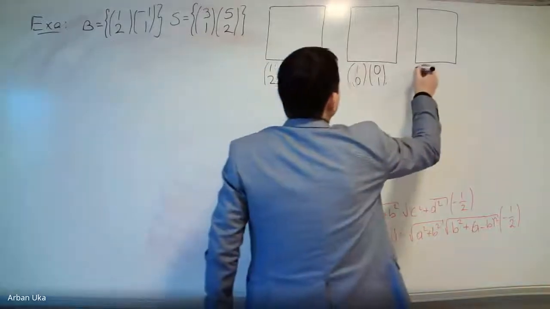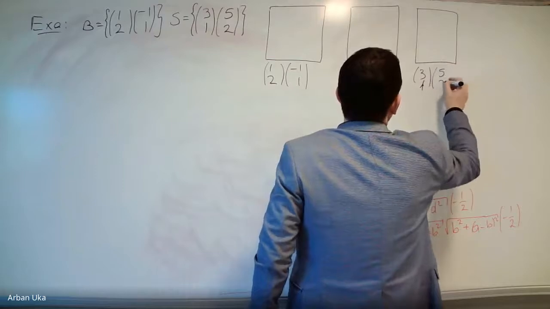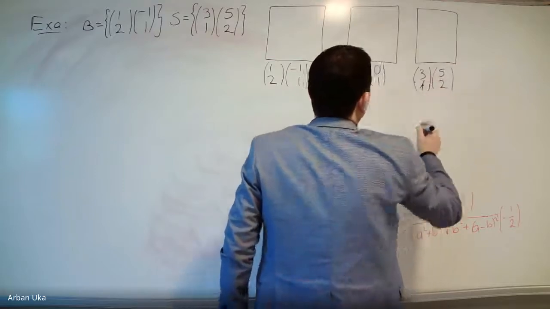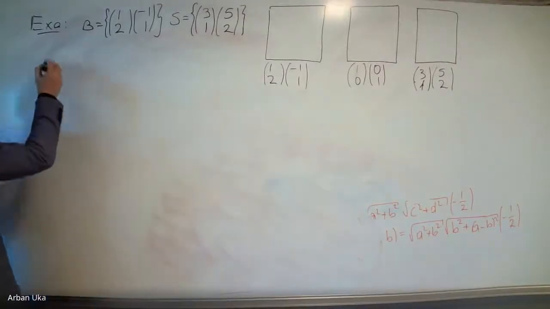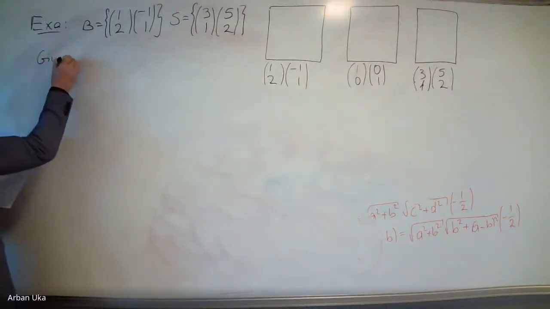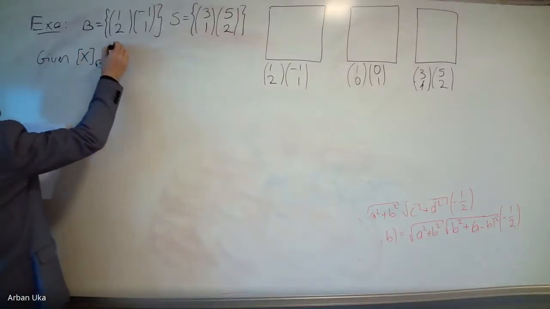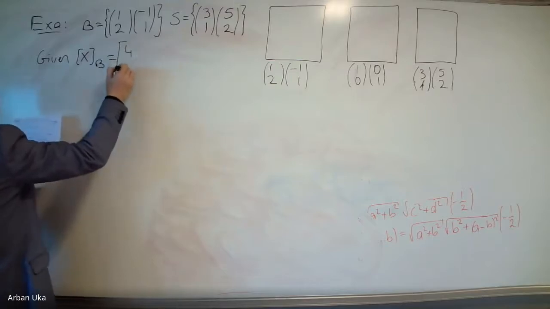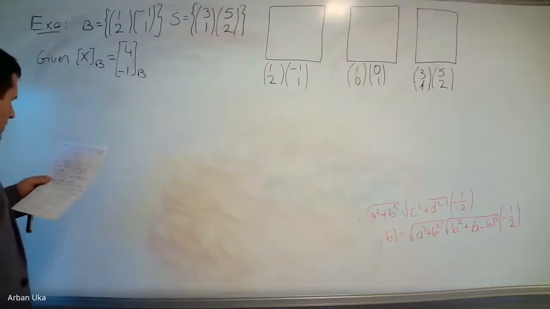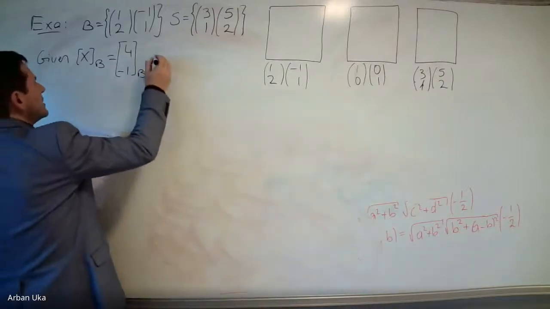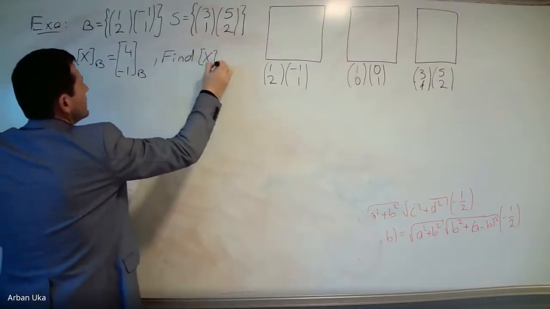So then here, this is 3, 1, and 5, 2. Okay, then the question is as follows. Let's assume, given a vector x according to basis b, this is equal to 4, minus 1. This is according to basis b. Given this, find what is x? Find x according to basis s.